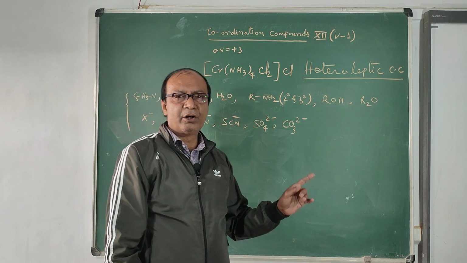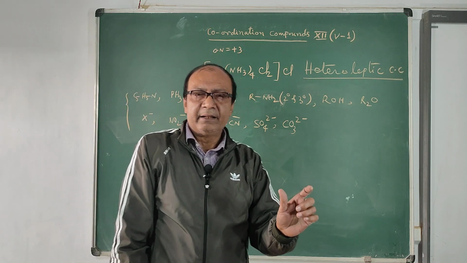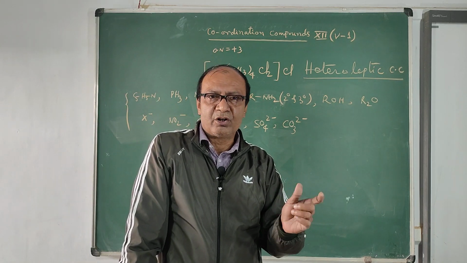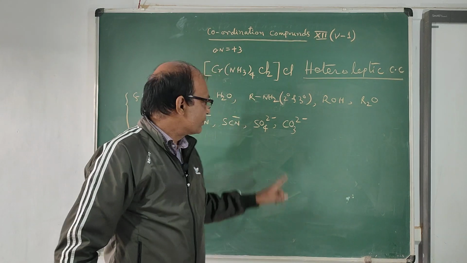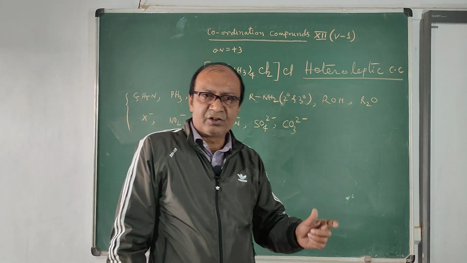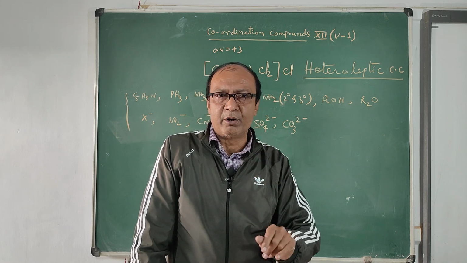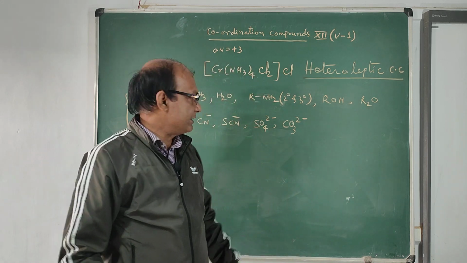Only one coordinate bond can be formed from the oxygen minus side. Remember, the other oxygen minus side will not form a bond because of resonance. So sulfate and carbonate have two negatively charged oxygen atoms, but they can form only one coordinate bond because of resonance.